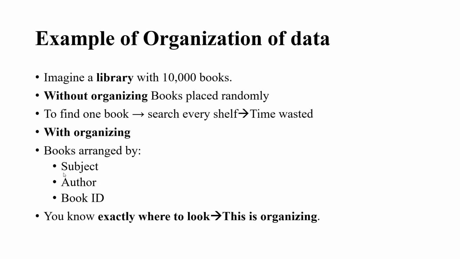So suppose we have an organization of books in that library. Let us say books are arranged by subject, author, book ID. You know exactly where to look and where to find that particular book. This is called organization of data.